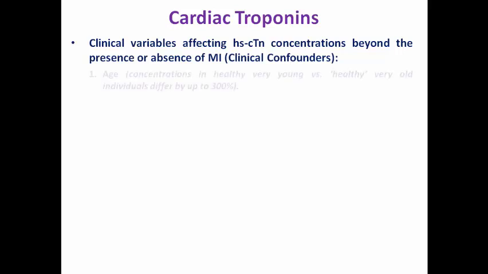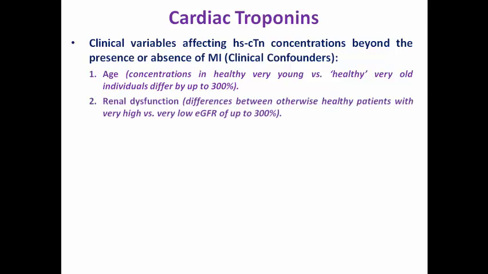There are some clinical variables or confounders that may affect the high sensitivity cardiac troponin concentrations beyond the presence or absence of MI. For example, the age. The older the age of the patient, the higher the level of high sensitivity cardiac troponin, up to 300%. Presence or absence of renal dysfunction. The lower the GFR, the higher the level. Time from chest pain onset, and the longer the time, the higher the level. And of course, sex may affect the cardiac troponin level to an extent of 40%, but this is the least powerful confounder.